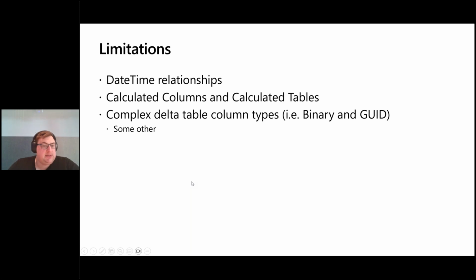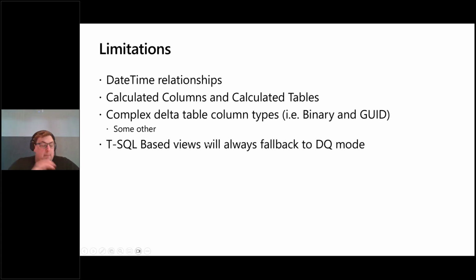There are also some limitations on certain column types available with Delta, for instance binary and GUIDs, which prove to be an issue for direct lake mode right now. But one of the main reasons why I've seen fallback mode start is when you're using views. When you write a SQL-based view over on the Lakehouse or on the warehouse, that's always going to fall back to direct query mode.